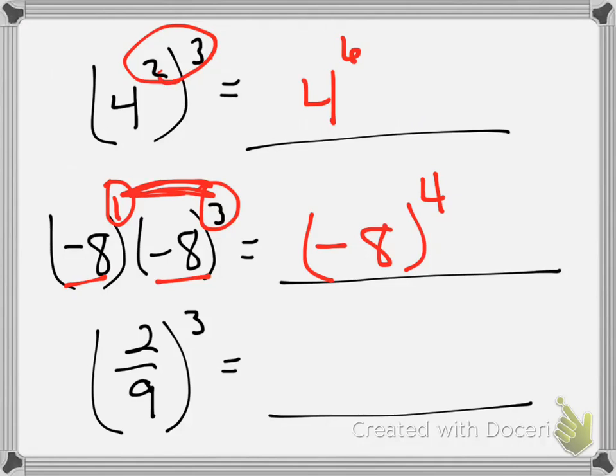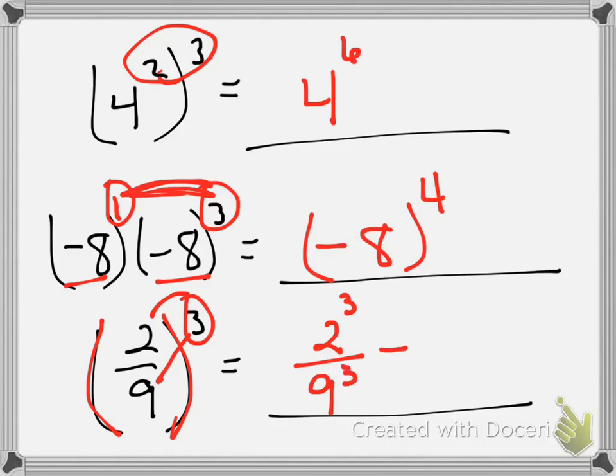On the next example, I have 2 divided by 9 as a group, and then it's to the 3rd exponent. So I'm going to distribute my exponent and make this 2 to the 3rd over 9 to the 3rd. And I could even go ahead and simplify this as 8 over 729. But you don't have to. You can always use your calculator, though, to find out what these are going to equal.